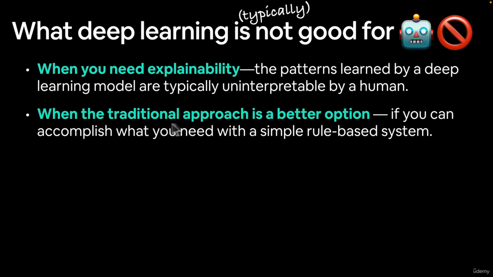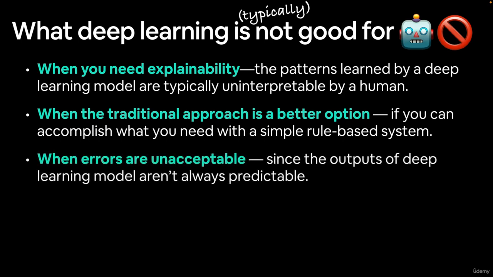And when the traditional approach is a better option, again, this is Google's rule #1 of machine learning. If you can do what you need to do with a simple rule-based system, well, maybe you don't need to use machine learning or deep learning. Again, I'm going to use the terms deep learning and machine learning interchangeably. I'm not too concerned with definitions. You can form your own definitions, but just so you know, from my perspective, ML and deep learning are quite similar.